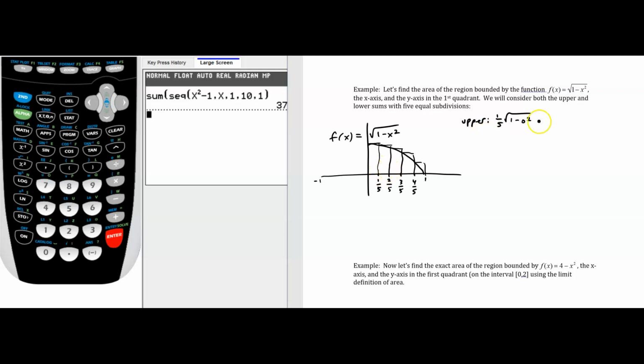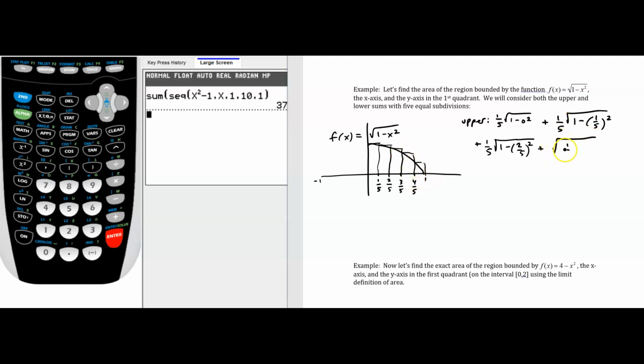The second rectangle would be 1/5, because that's the base, and the height is going to be f of 1/5. So that would be the root of 1 minus 1/5 squared. And we're going to keep adding here. The third rectangle is going to be a base of 1/5, just base times height, and the height is based upon the x value of 2/5 going into my function. So it would be the root of 1 minus 2/5 squared. And this is actually going to go on a little bit longer. You've got 1/5 times f of 3/5, and then we have 1/5 times f of 4/5.